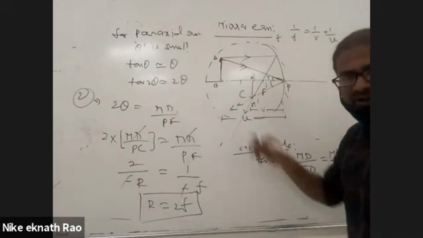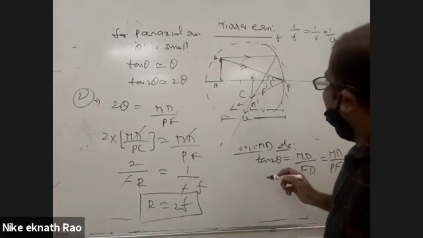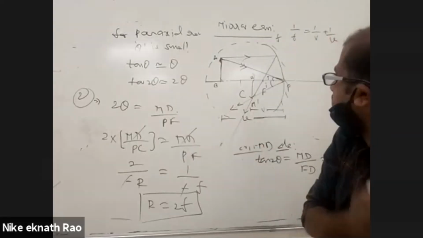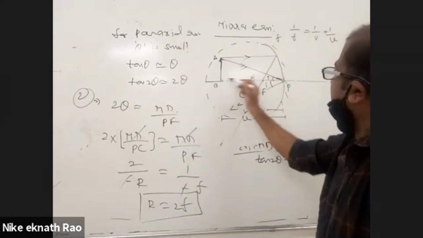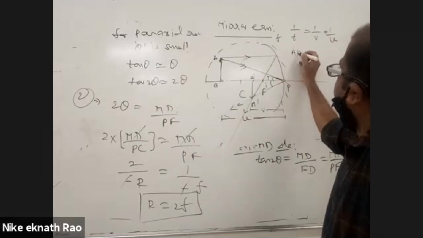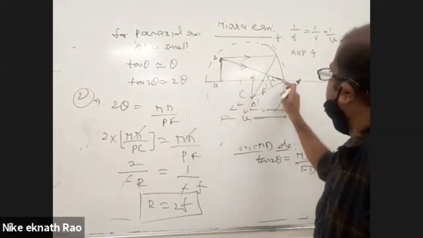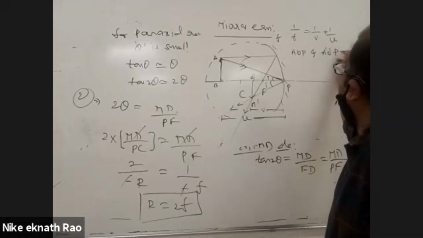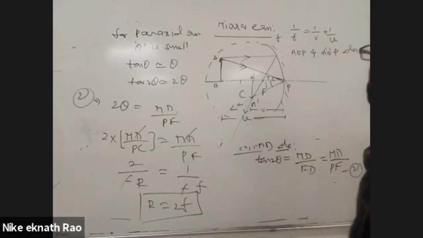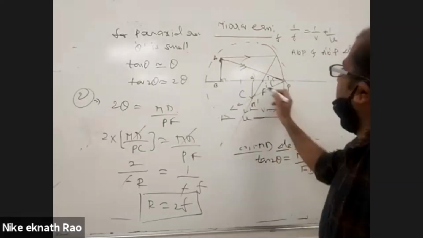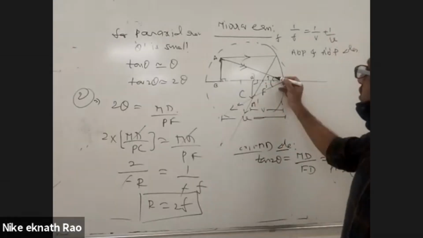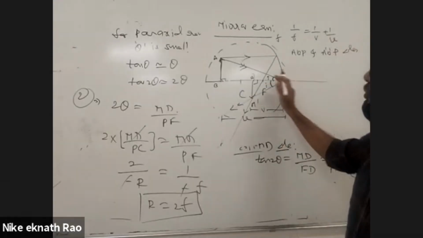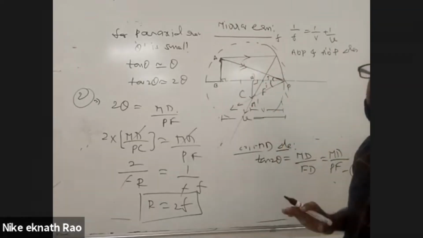You can prove this by geometry. How? You can take the triangles. If I take this triangle ABP and A dash B dash P, they are similar triangles. Why? This angle is 90, this angle is 90, this angle is equal, and this angle is also equal. So they are similar triangles, and the ratio remains the same.